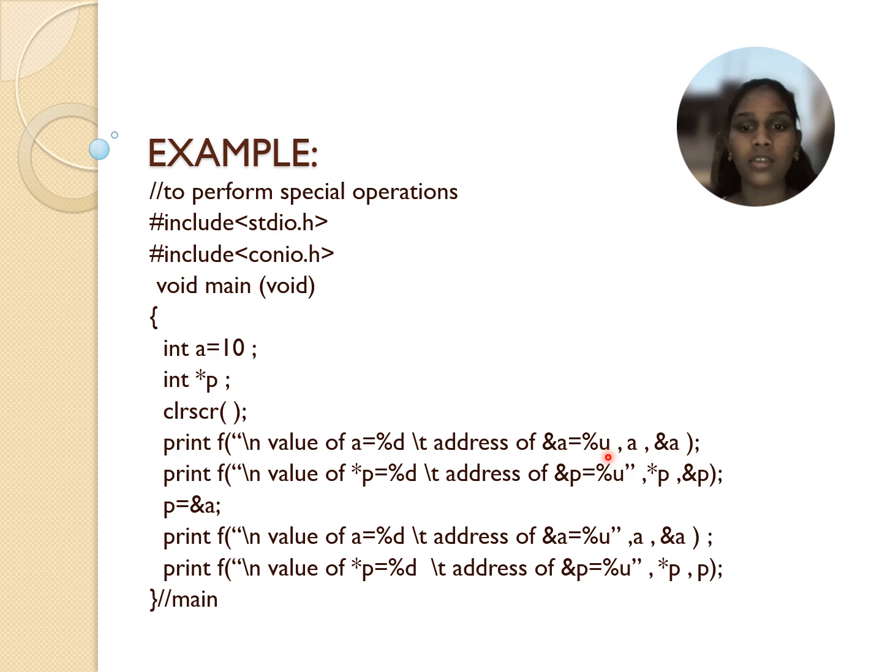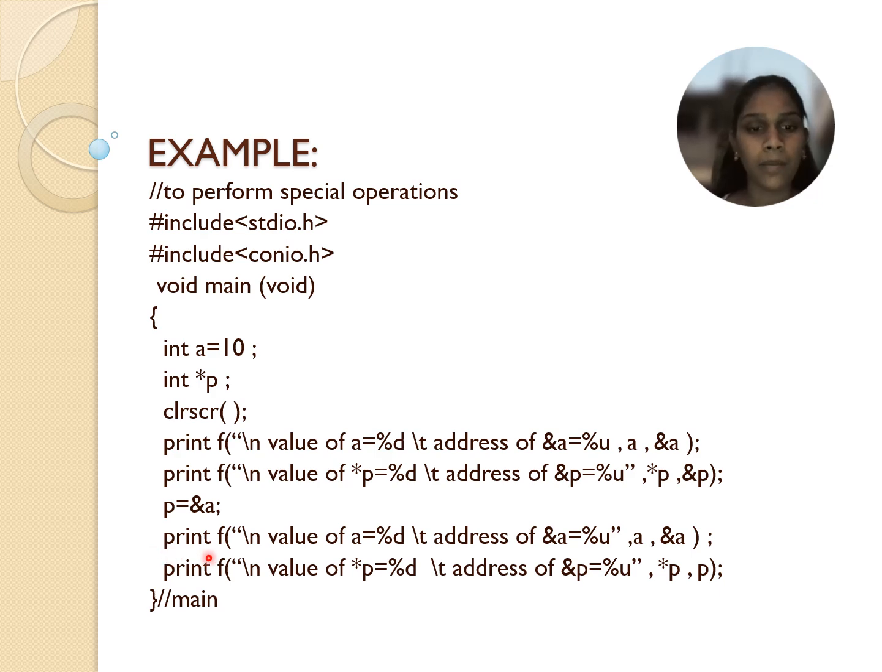Here, %u indicates the address of the variable. The next statement will be value of *p is equal to %d, address of p is equal to %u. Then we should initialize p = &a, where the address of a is stored in the value of p.